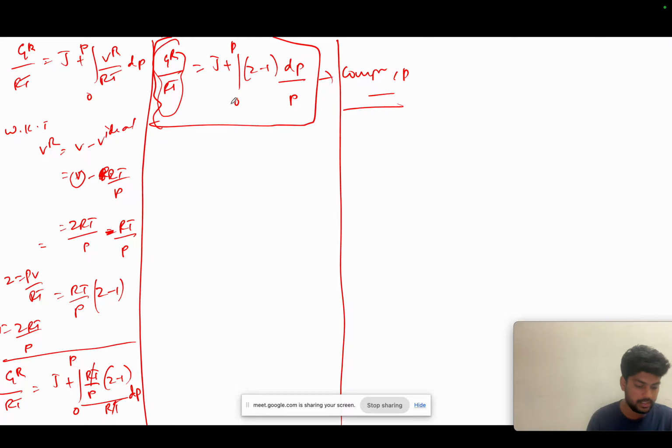Once this equation is done, we also know that from the closed systems, yeah, hello, can I explain it a little? Okay, I will explain it again from the starting. One second.